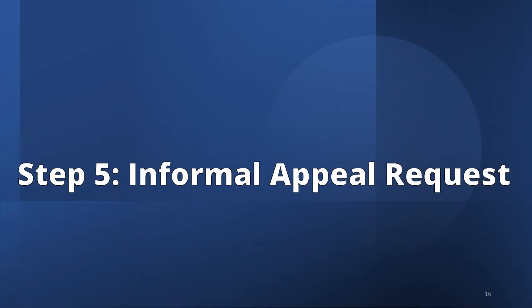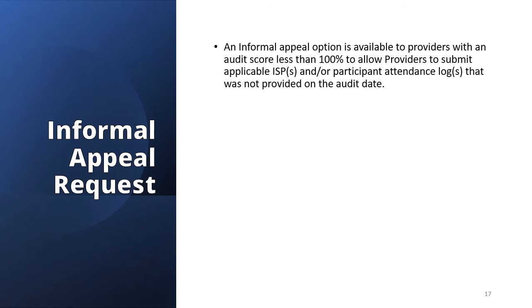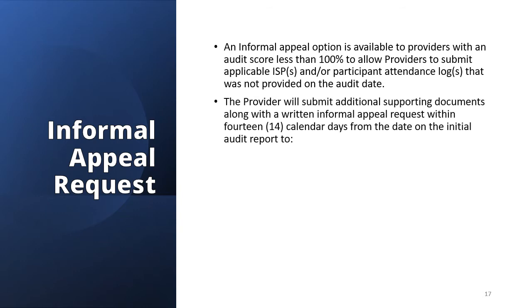Step 5. Informal appeal request. A provider with an audit result below 100% will have an option to submit an applicable ISP or participant attendance logs that were not provided on the audit date by requesting an informal appeal. The request for an informal appeal must be submitted in writing with supporting documents within 14 calendar days from the date indicated on the initial audit report.